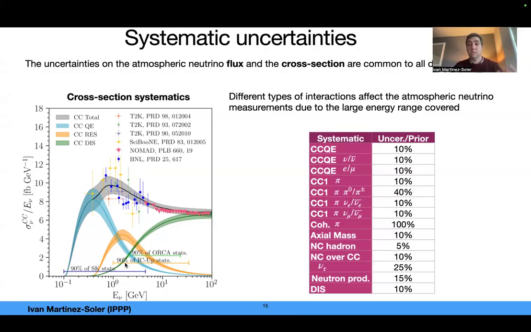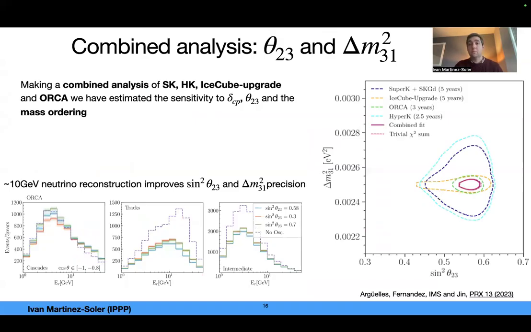Let me mention that, for instance, for Super-Kamiokande, quasi-elastic and resonant scattering are going to be very important, whereas for IceCube, it's going to be more the DIS regime, and also for sure, with the Upgrade, the resonance regime. Now, what will happen if we combine all of them? We have done a Monte Carlo for Hyper-K and Super-K. We also used the Monte Carlo provided by the collaboration for IceCube Upgrade. And in the case of ORCA, we also developed our own Monte Carlo where we reproduced their energy resolution.